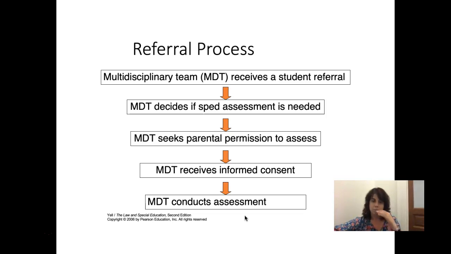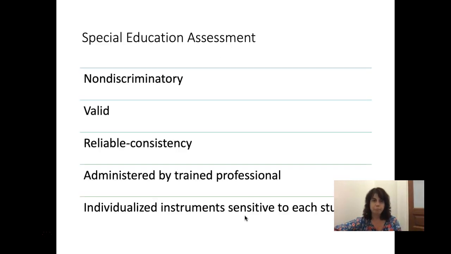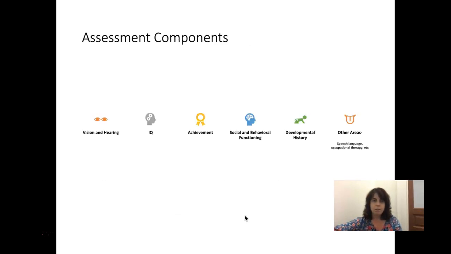It's absolutely critical. They receive informed consent from the parent to proceed with that evaluation. And then the team conducts that assessment. As part of that evaluation process, the parent's input is critical. Special education assessments need to be, per IDEA, valid, non-discriminatory, reliable, administered by trained professionals, and sensitive to each student's needs. Here are several assessment components: vision and hearing, IQ, achievement, social and behavioral functioning, developmental history, and other areas. For instance, my kids have ADHD and deafblindness, so we did multiple different assessments. And sometimes you can reassess. If you see something else going on, you can do additional assessments later.